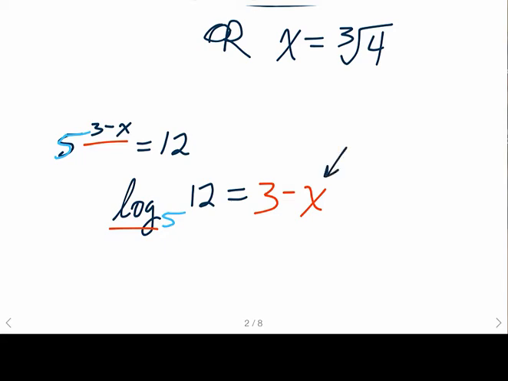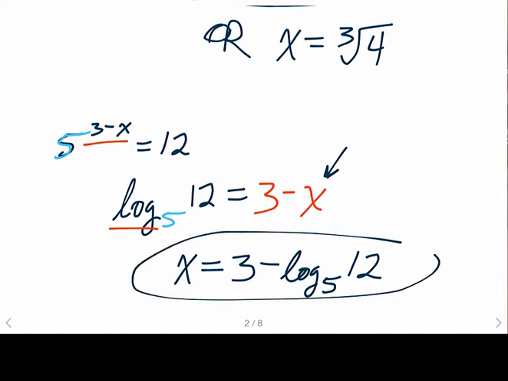Now I want to solve for x, so I'm going to add x to both sides and then subtract the logarithmic expression from both sides. And if you need to, pause the video and double check my work on this. But x is then equal to 3 minus log base 5 of 12. There's not a lot I can do to clean that up at present. We're going to see how we would get a calculator answer from that down the road. But for right now, that's good enough for us.